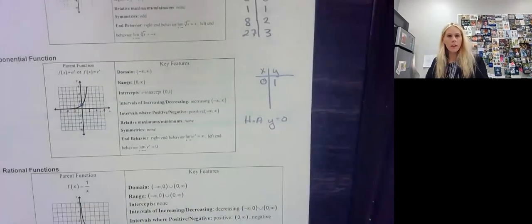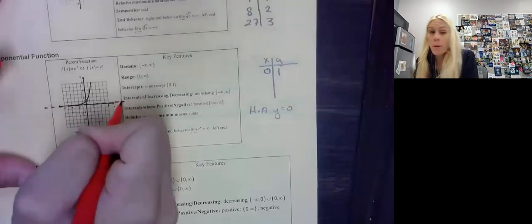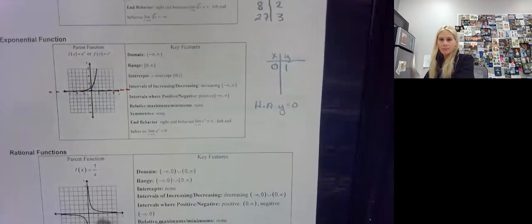Okay, let me get a pen here. So it will never cross the x-axis for the parent, that is, right? Because when we start to transform it, that changes.